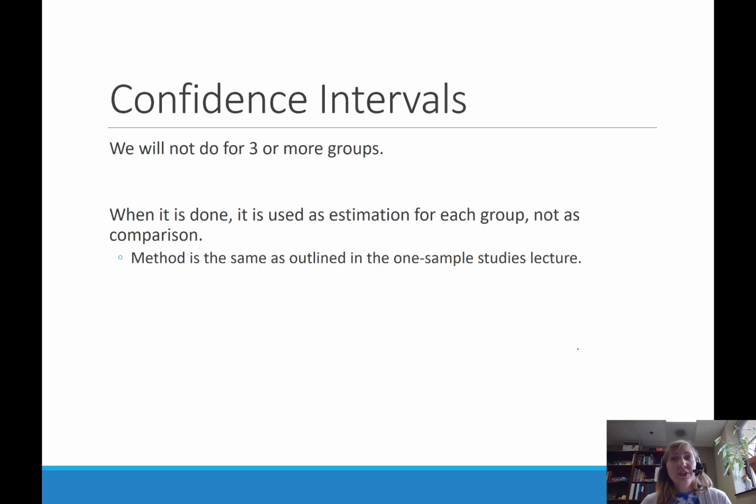Now we can look at creating confidence intervals in the context of study example 1. So actually, we will not do confidence intervals for multiple sample studies. When confidence intervals are made for more than 2 groups, they are used to estimate the mean for each group instead of for comparison. Therefore, the method for calculating a confidence interval is the same as outlined in the one sample studies lecture, except you would make 3 confidence intervals, 1 for each group. We will not do this in this course, so you do not need to worry about making confidence intervals in your concept practices.